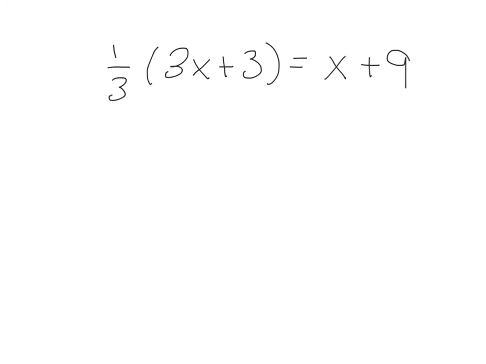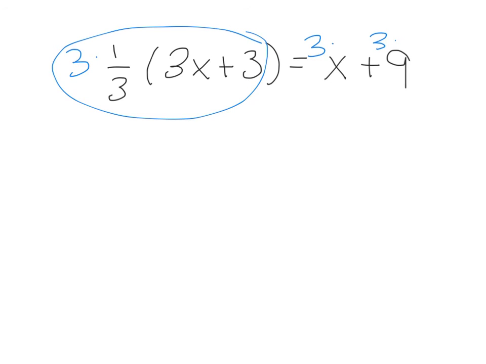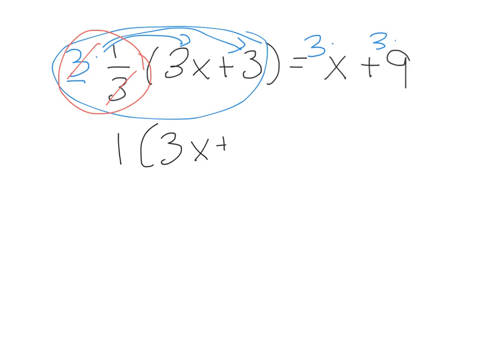Let's try another one. 1/3 times (3x plus 3) equals x plus 9. Okay, like in the last example, let's start by clearing the fraction. Here there's only one fraction, 1/3, so let's multiply by 3. Only remember, if we do that to this piece here, we have to do it to this piece and this piece also. Not inside the brackets, because this 3 will come through those brackets in the next step. So looking at what we have here, 3 divided by 3, that's gone, leaving us with just 1 in front of the brackets, equals 3x plus 3 times 9 makes 27.